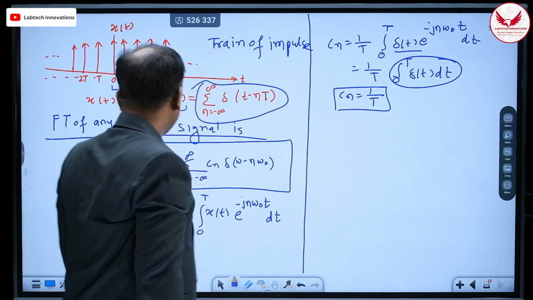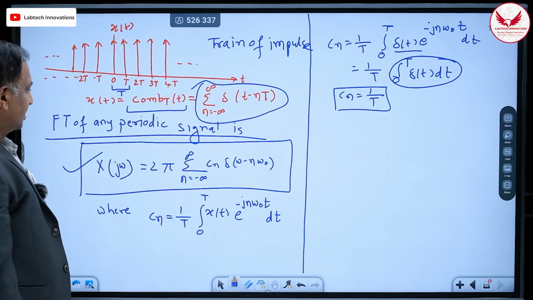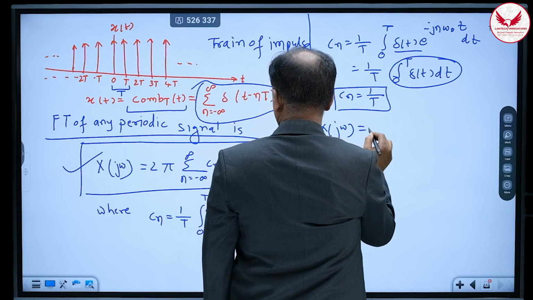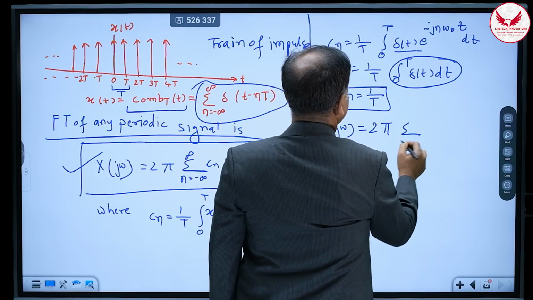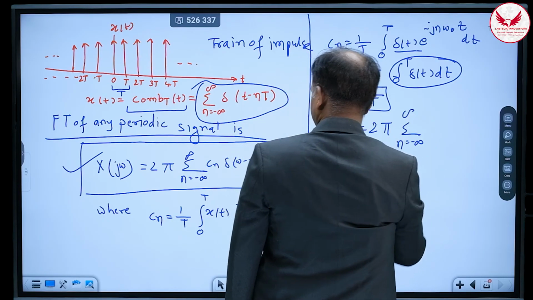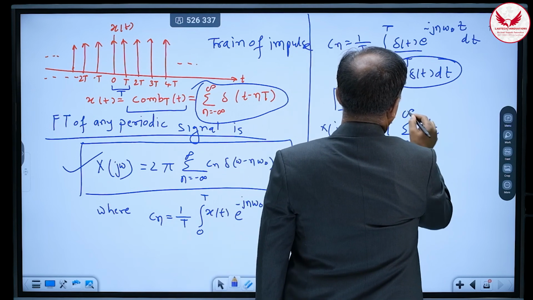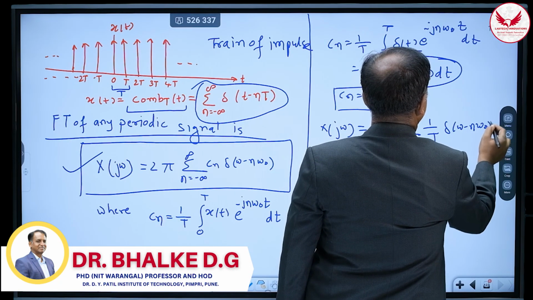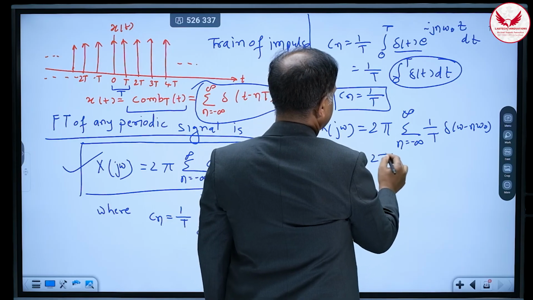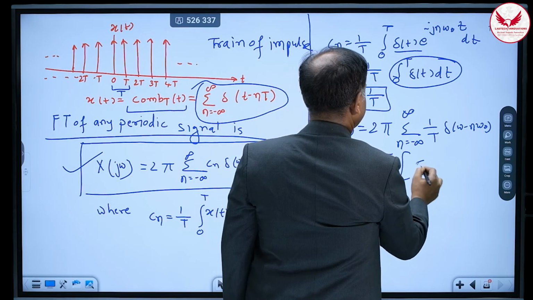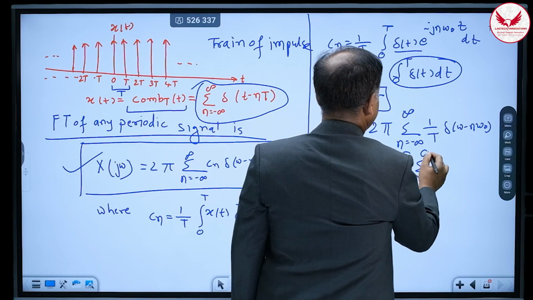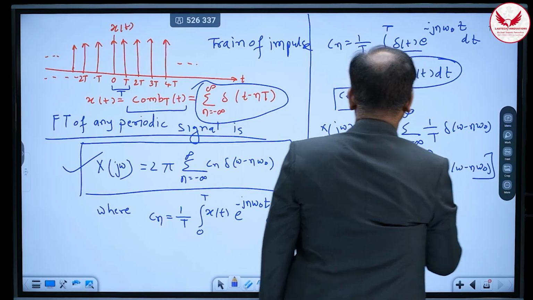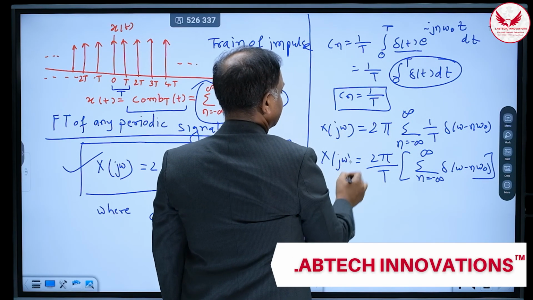So you substitute the value of Cn into this equation, which is the Fourier transform of the periodic signal. So X of j omega is equal to 2 pi summation n equal to minus infinity to infinity of Cn, which is 1 upon capital T, into delta of omega minus n omega 0. So this is nothing but 2 pi upon capital T into summation n equal to minus infinity to infinity of delta of omega minus n omega 0. This is X of j omega.